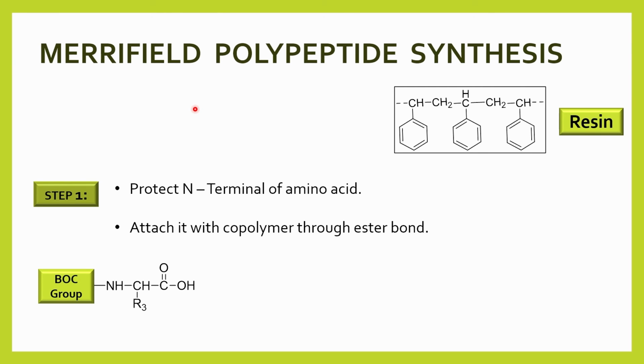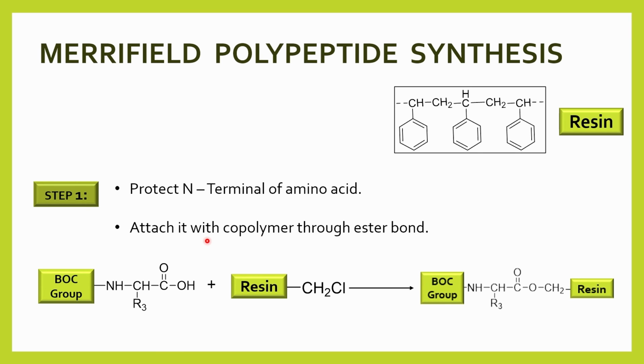The interesting thing in Merrifield synthesis is that we only need to protect the N-terminal of an amino acid because we will be doing our reaction from the C-terminal. So once we have protected the N-terminal with the Boc group, we would be adding the resin over here, and the next step says attach it to the copolymer through an ester bond. So this amino acid gets attached to the resin with the help of an ester bond that we can see over here.